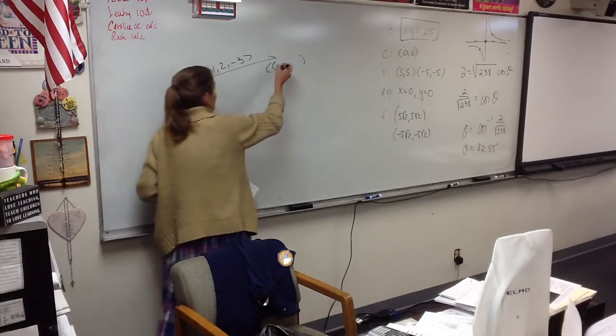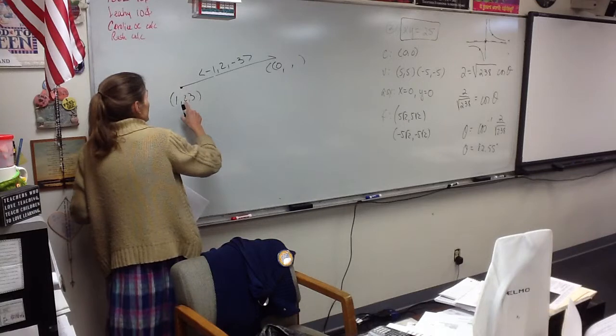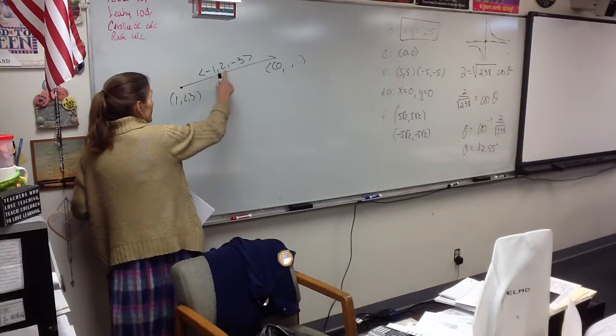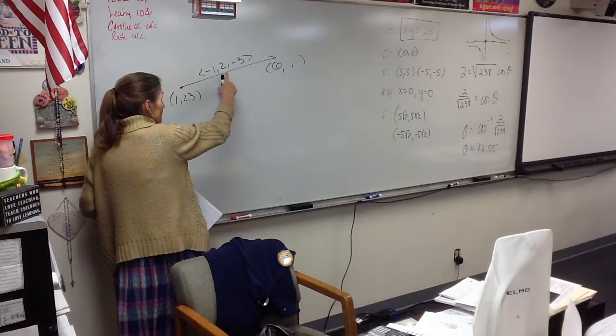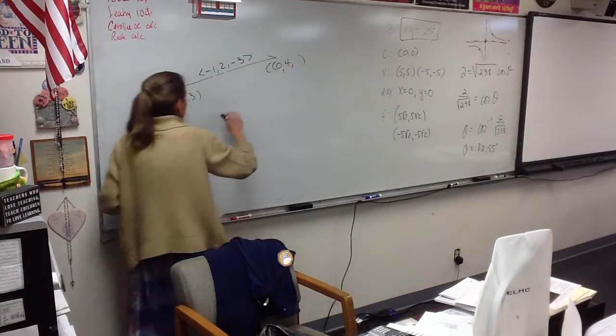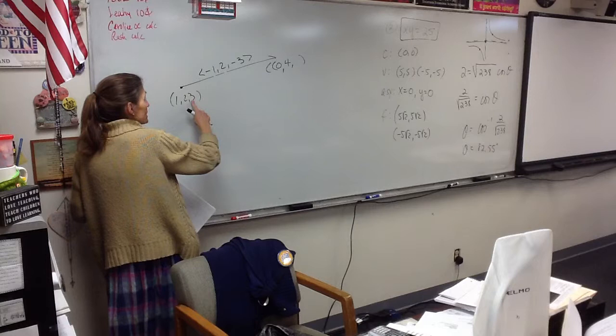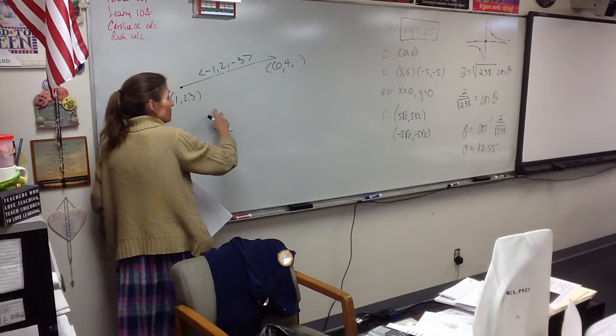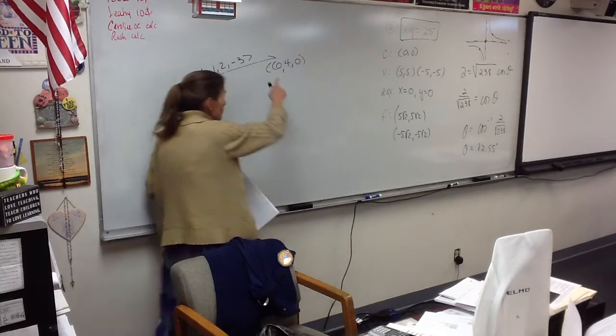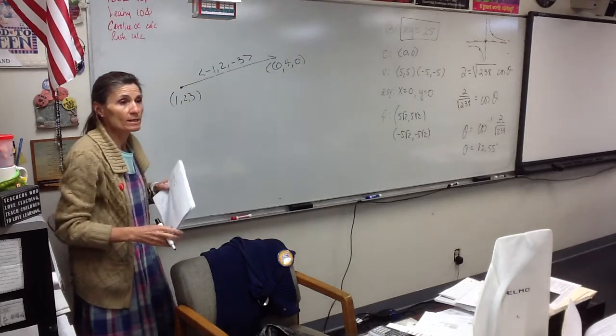0. And then I'm going to start at 2 and move 2. Where will that put me? 4. And then I'm going to start at 3 and move -3. Where's that going to put me? 0. So there are the coordinates of point C.